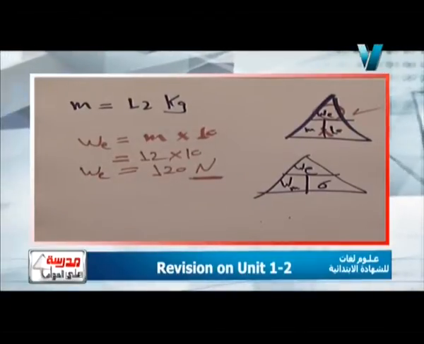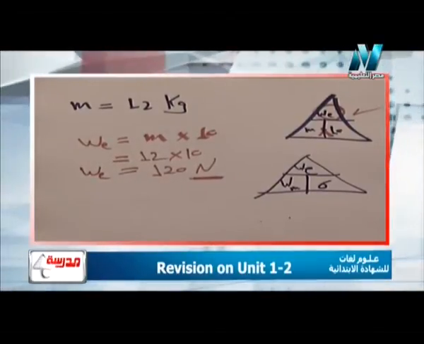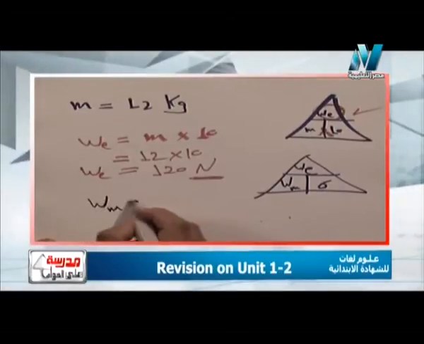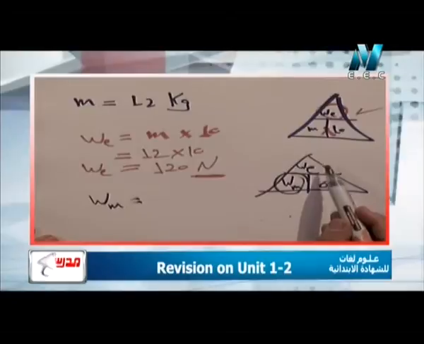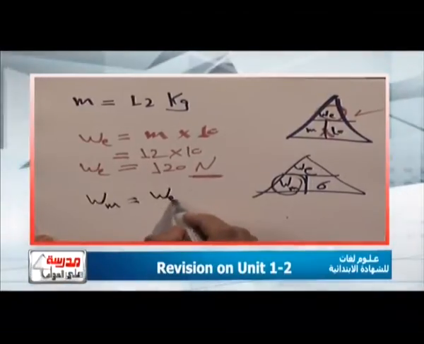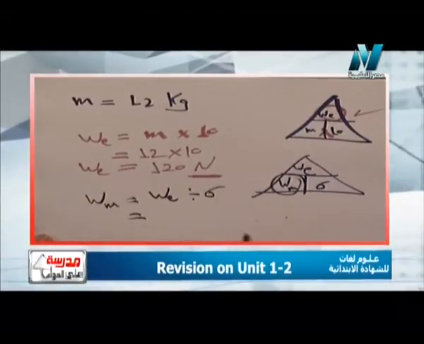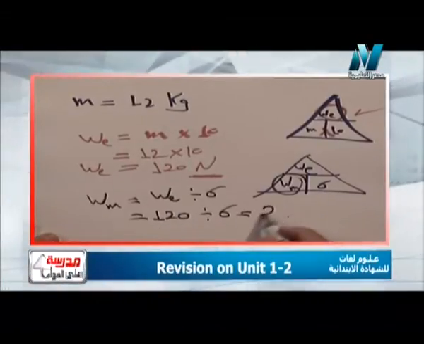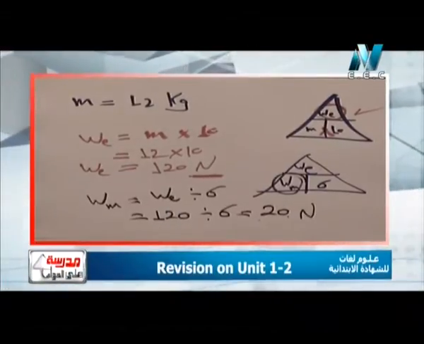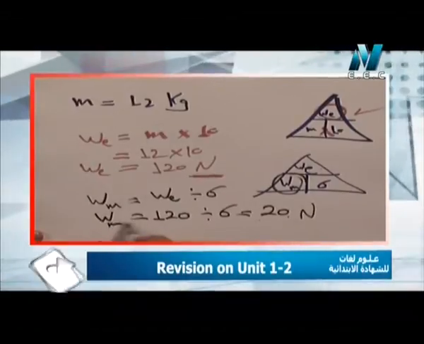So what about weight on the Moon? Weight on the Moon equals weight on the Earth divide 6, so it will be 120 divide 6 equals 20 Newton. 20 Newton.